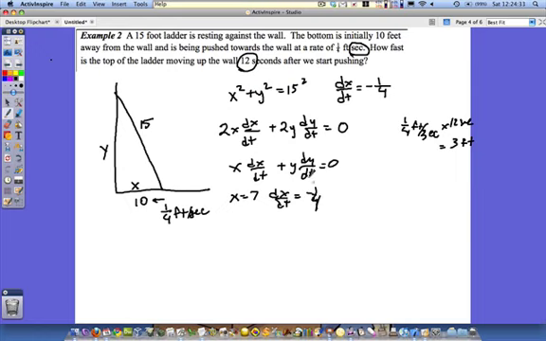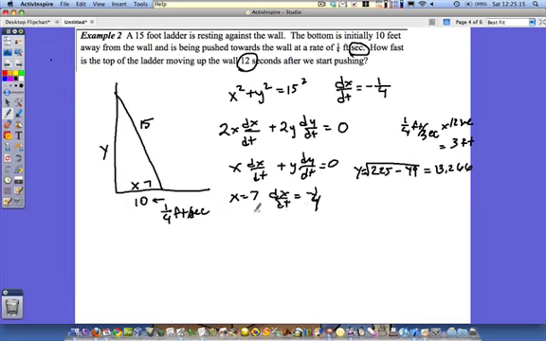Now we just have to figure out y. Well, if we know this is 7 and that's 15, then we can figure out, using the Pythagorean theorem, what y is. We know the square root of 225 minus 49 is what y has to be at that snapshot. So if I do that on the calculator real quick, I get 13.266.